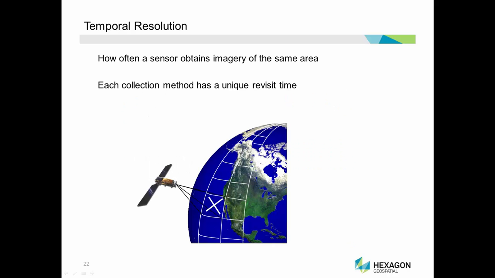Temporal resolution refers to how frequently a sensor can image the same area. Each collection method and each satellite has a unique revisit time. Knowing your image collection frequency in contrast to the temporal resolution of a sensor can help determine which sensor or collection method is best for a given project.